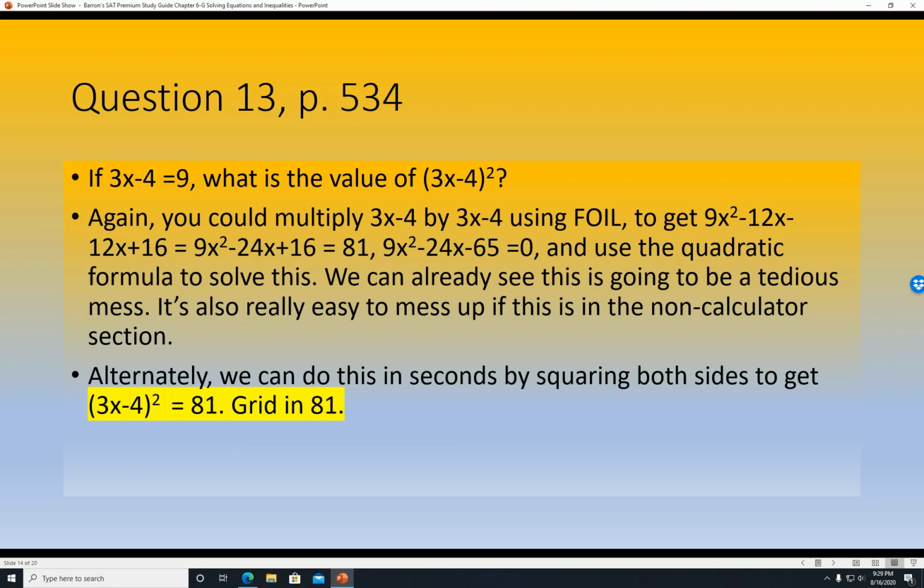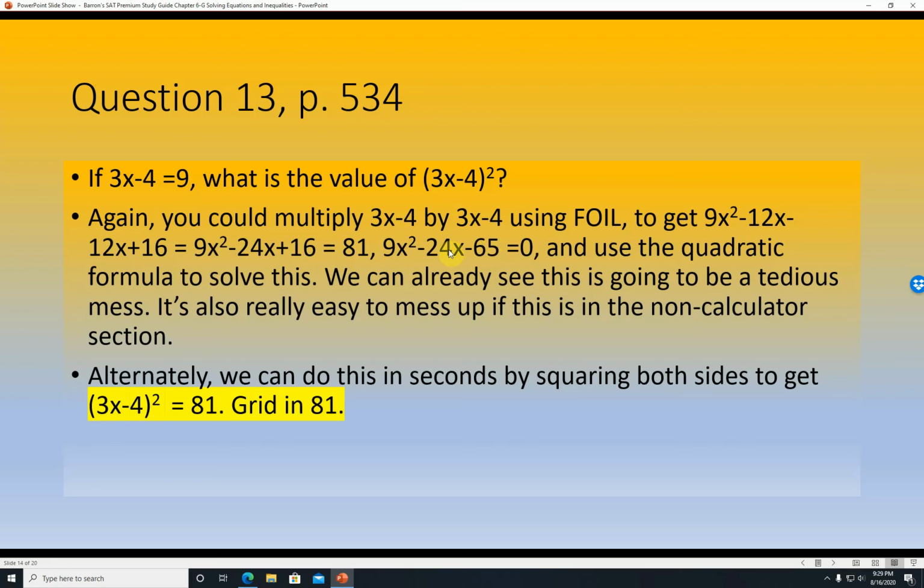Now, if you didn't see that, you could do it the slow Joe Bloggs way, which is 3x times 3x is 9x squared. And then the outer is minus 12x, the inner is minus 12x, and the last is 16, so you end up with 9x squared minus 24x plus 16 equals 81. 9x squared minus 24x minus 65 is equal to 0. All right, I can already see I'm going to need to use the quadratic formula to solve this. That's going to be a big mess, especially if it's on the non-calculator section.